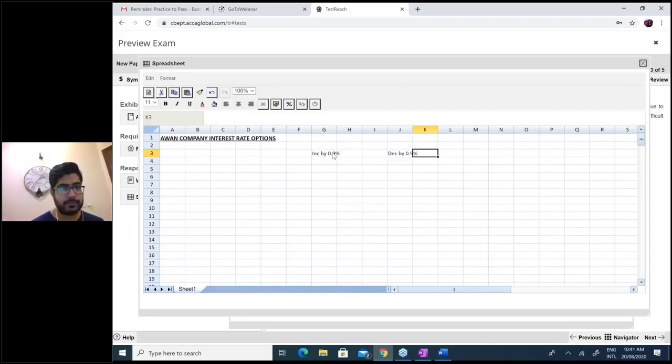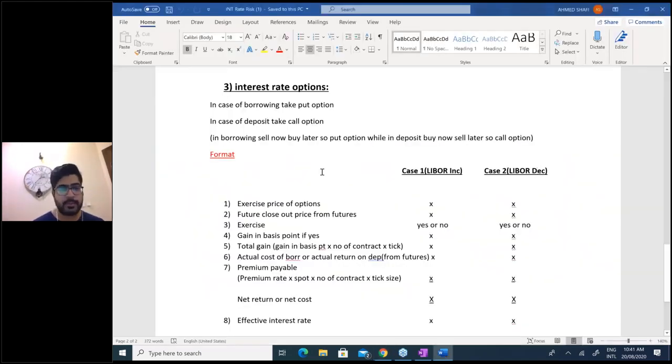Okay. Remember I told you this? Case one, LIBOR increase, LIBOR decrease. So increase by 0.9, decrease by 0.9. Okay.